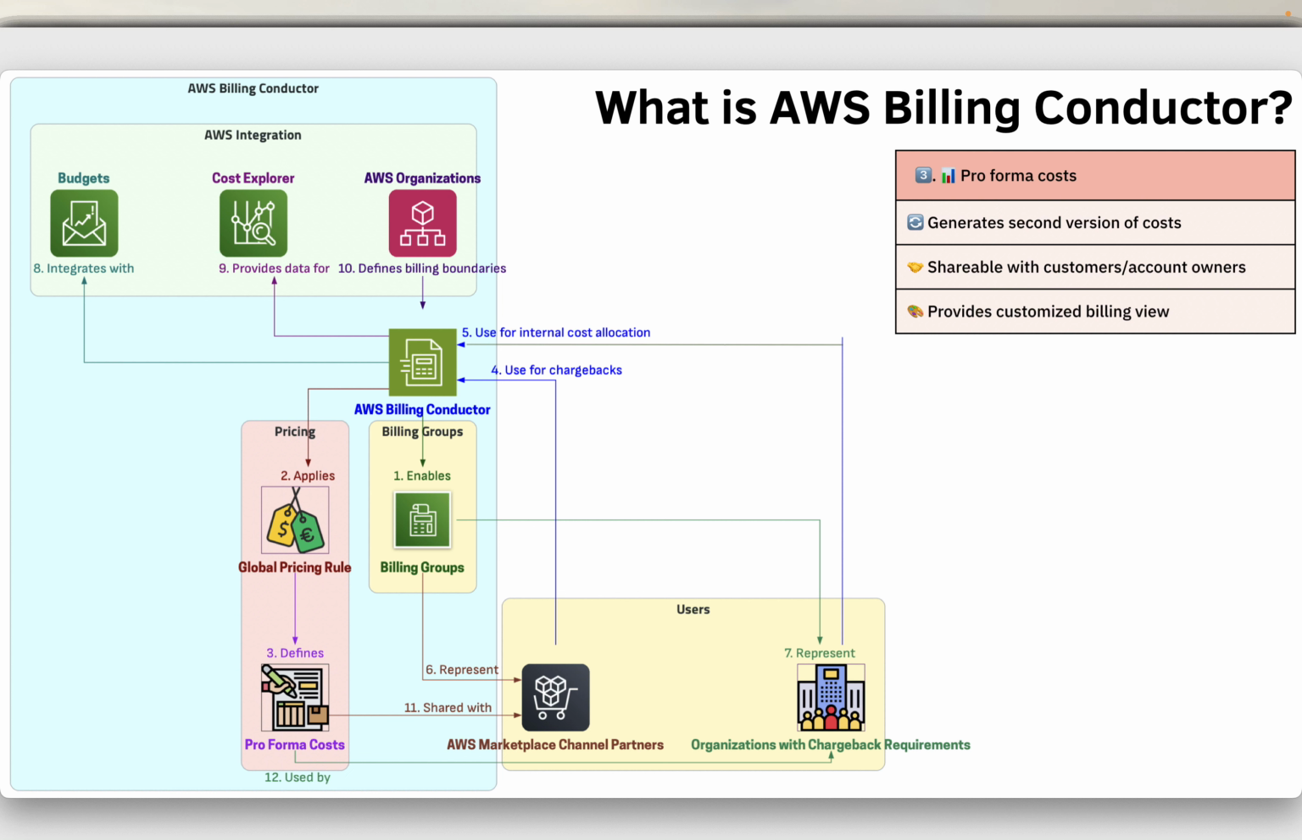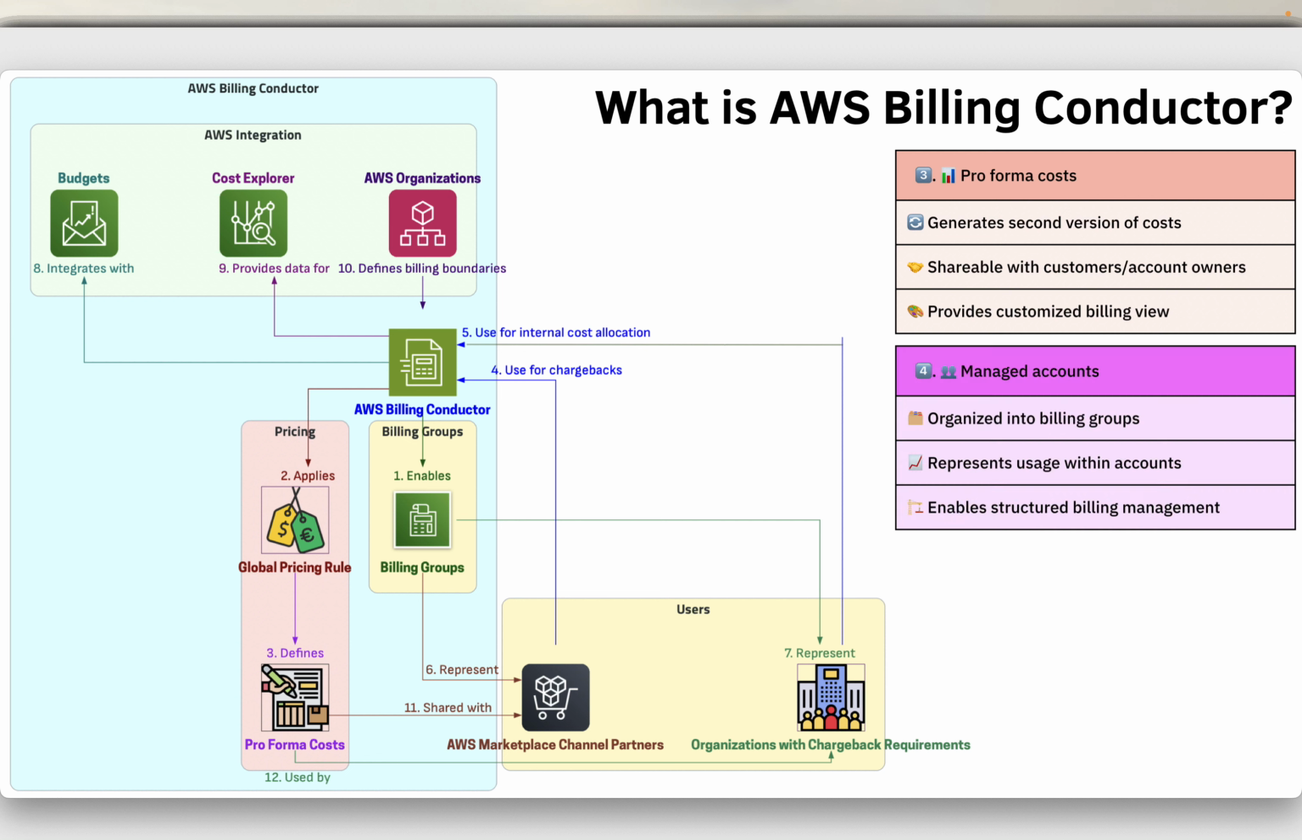So this service creates a pro forma version of the cost, which is a key feature of AWS Billing Conductor, with its ability to generate a second pro forma version of the cost. This pro forma version can be shared with customers or account owners, providing a customized view of the billing information.